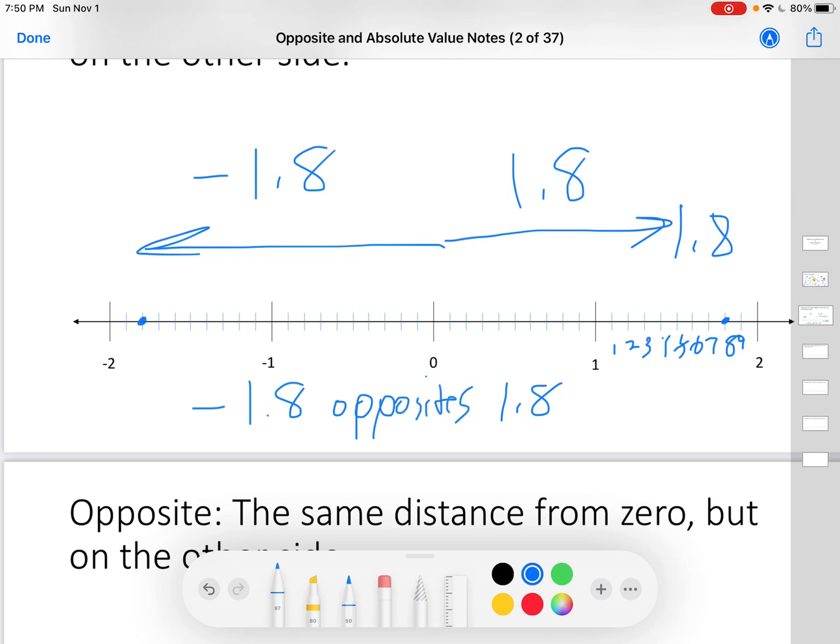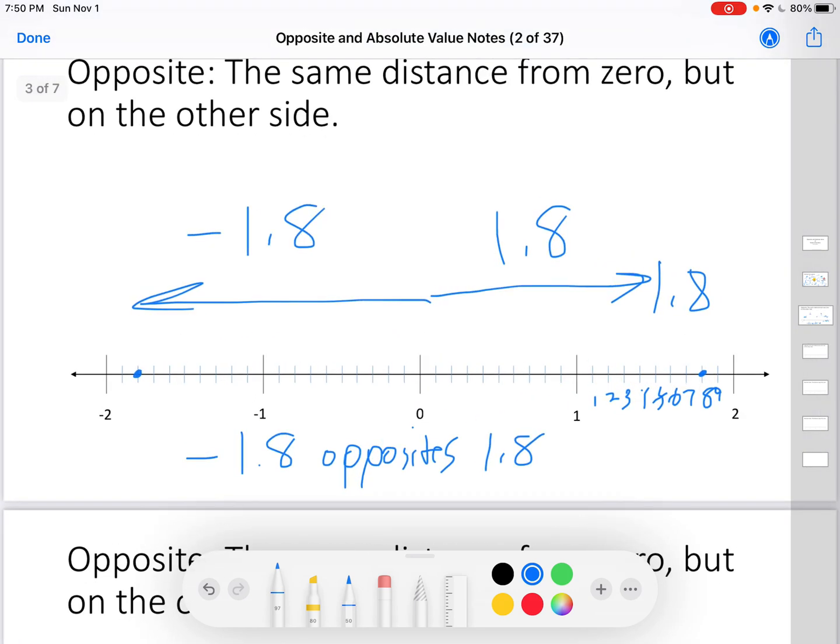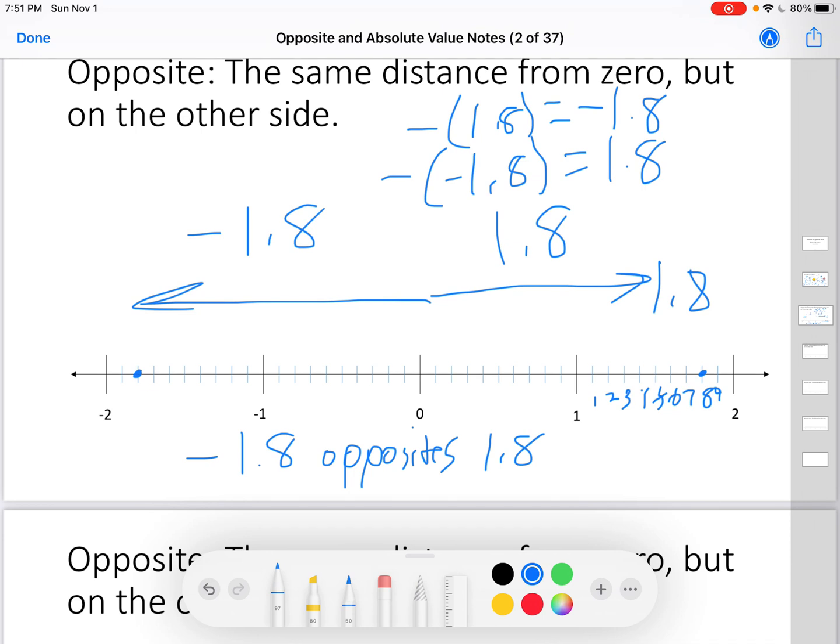because they go the same amount but in opposite directions. One goes positive, one goes negative. So what is the opposite of 1.8? It is negative 1.8. And what is the opposite of negative 1.8? It is positive 1.8. Simple, simple, simple. Okay, let's move on.